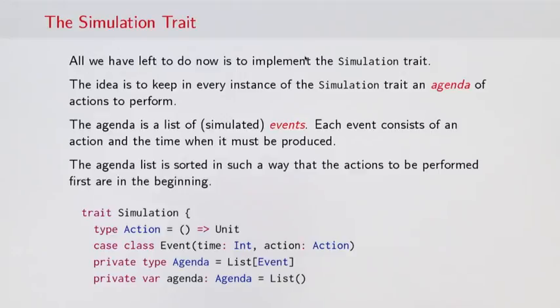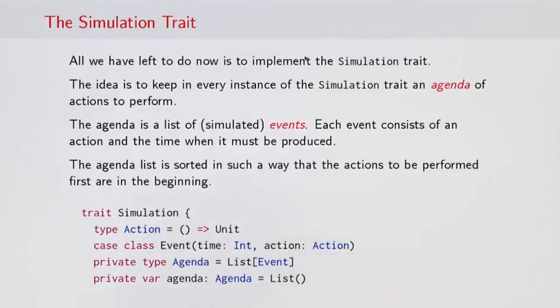The principal idea is to keep in every instance of that trait an agenda of actions to perform. The agenda would be a list of simulated events, and each event would consist of an action and the time when that action should be produced. We sort the agenda list in such a way that the actions to be performed first are in the beginning. That way we can simply pick them off the front of the list to execute them.